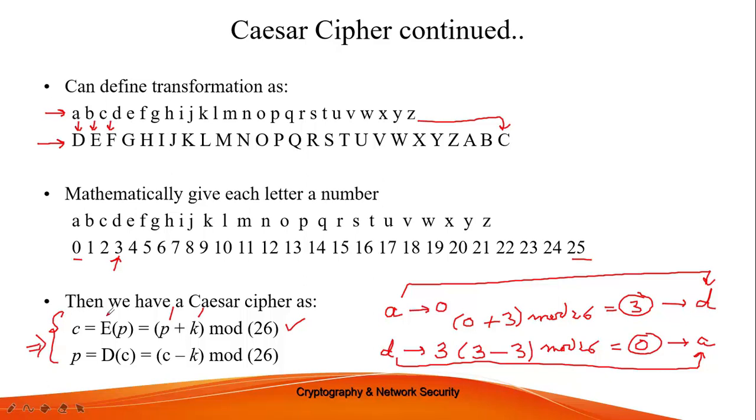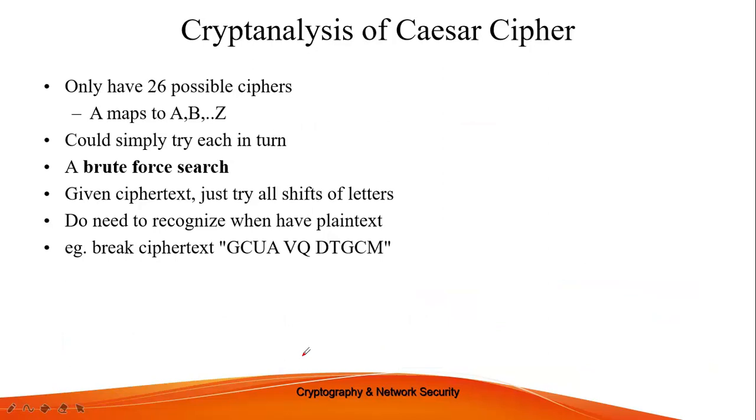Very simple algorithm, right? This is my plain text P. K is nothing but a 3 letters down key mod 26. When I am deciphering it, or recovering the plain text from the ciphertext, what should I do? I will do C minus K mod 26, right?